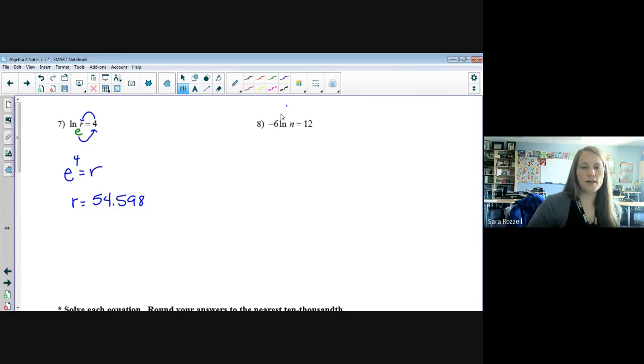On number 8, if negative 6 times natural log of n equals 12, is the log by itself? Nope. What do we need to get rid of? The negative 6, and we're going to divide, right? Because it's negative 6 times natural log. So natural log of n is equal to negative 2.